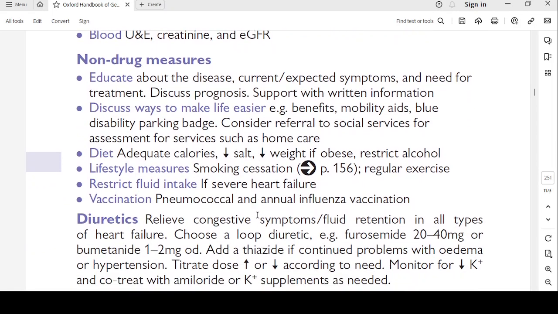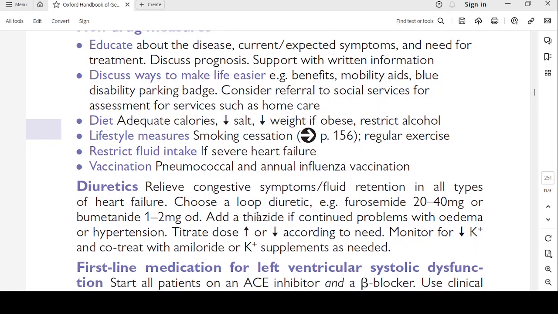Non-drug measures. Educate about the disease, current and expected symptoms, and the need for treatment. Discuss the prognosis. Support with written information. Discuss ways to make life easier, for example benefits, mobility aids, blue disability parking badge. Consider referral to social services for assessment of services such as home care.